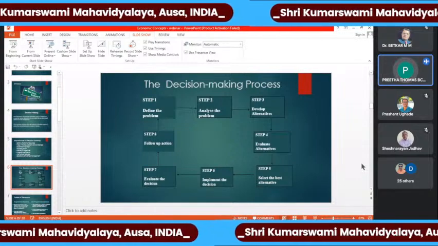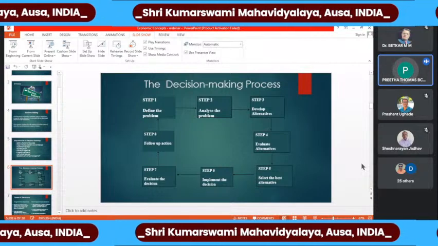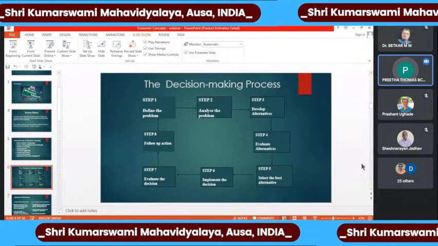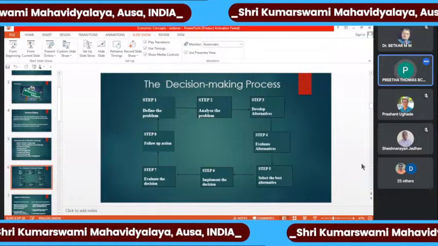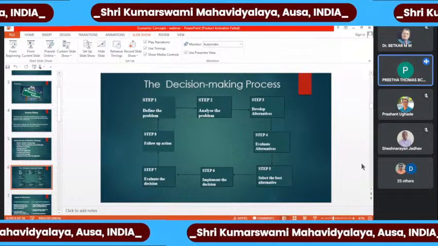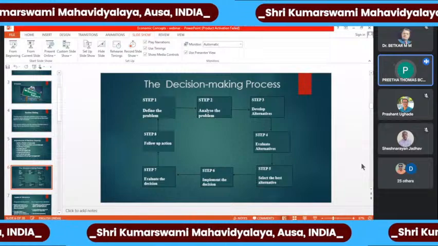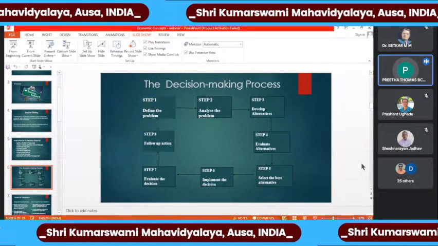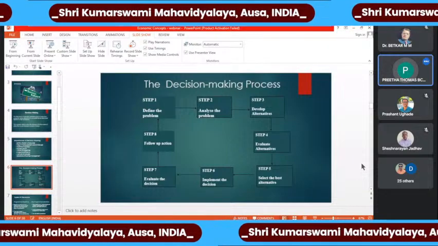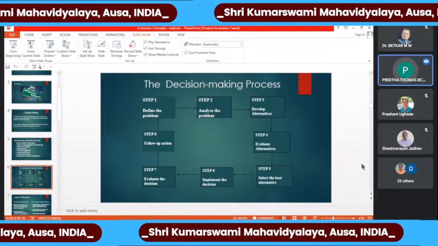Then the next very important step is selecting the best alternative. This is the real decision-making process, because what is decision? Decision is selecting the best alternative from all the available alternatives. So selecting the best alternative is the real decision-making process. Selection involves making a choice. The manager has to select the best suitable one which satisfies the organization's objectives. The selected alternative should accomplish the predetermined goals.